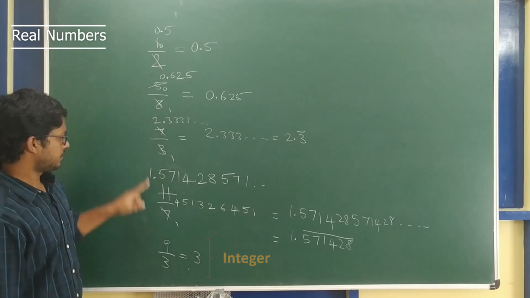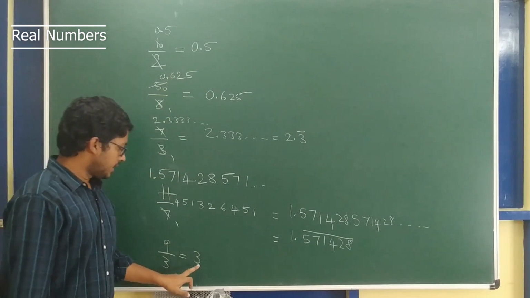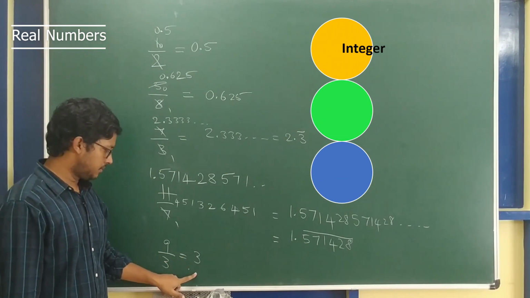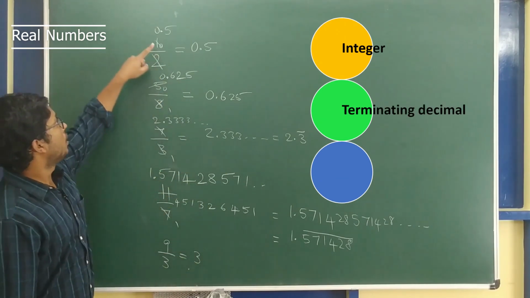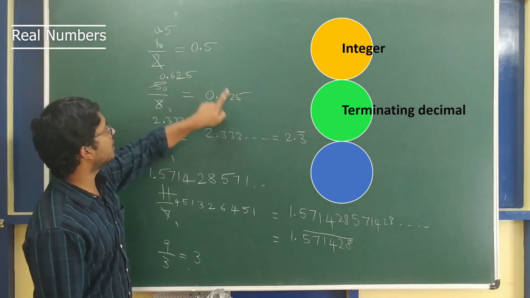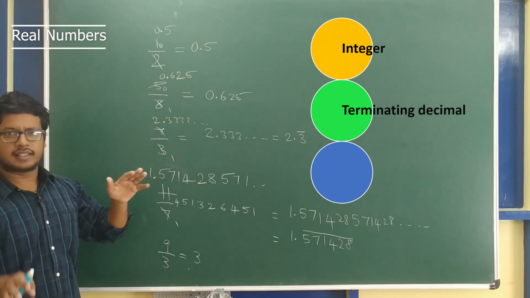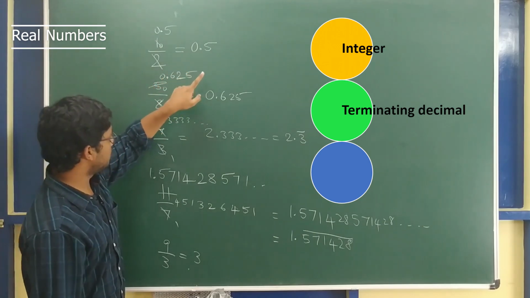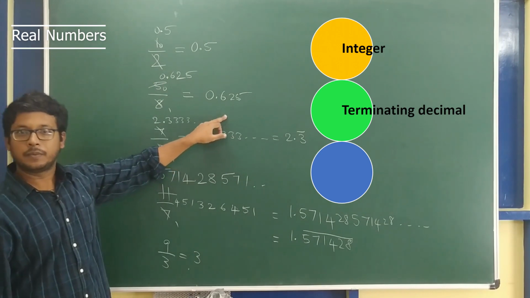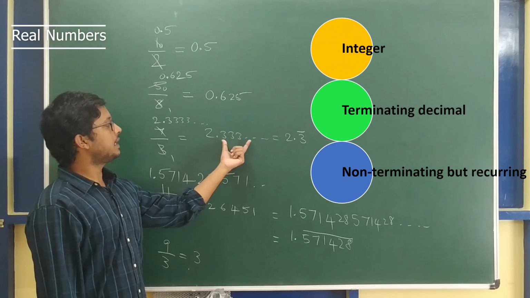So if you see any rational numbers, the properties are very simple. Either it will be an integer, if the numerator is divisible by the denominator, the answer will be an integer, or it will be a terminating decimal like this, 0.5, 0.625. We will see the conditions in which it will be terminating very soon in this chapter itself. So either it can be an integer or it can be a terminating decimal. If it's not terminating, it will definitely be a recurring decimal.